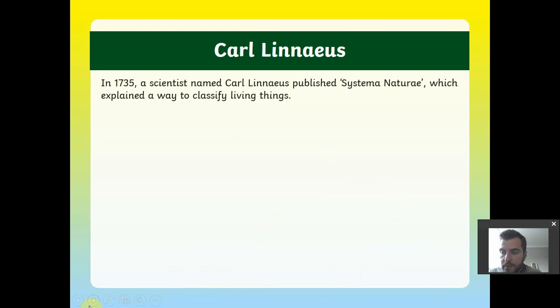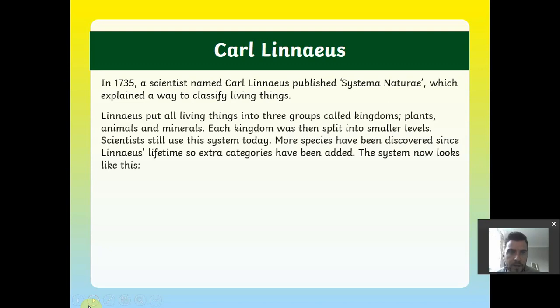Carl Linnaeus is a famous man in science. He's a scientist, and in 1735 he published Systema Naturae, which explained a way to classify living things. That's a Latin name. Linnaeus put all living things into 3 groups called kingdoms. These were plants, animals, and minerals.